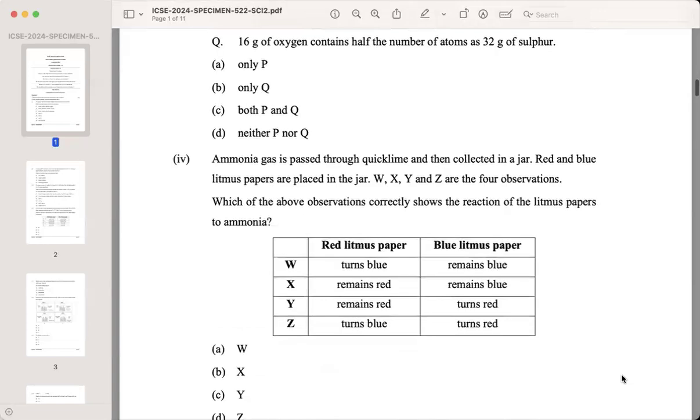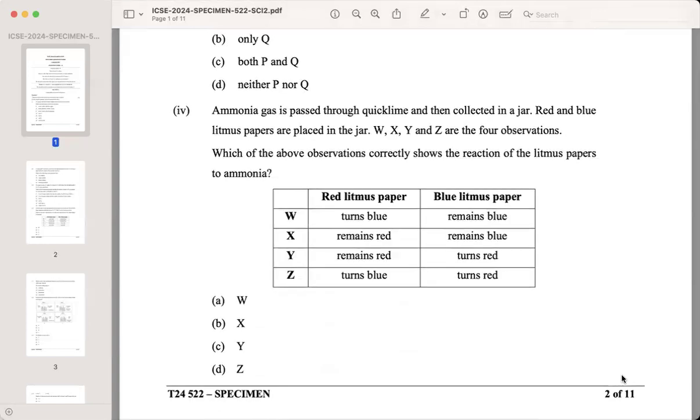Then comes the fourth part. Ammonia gas is passed through quicklime and then collected in a jar. Red and blue litmus papers are placed in the jar. W, X, Y, and Z are the 4 observations. Which of the following observations correctly shows the reaction of the litmus papers to ammonia? Now, for this, the answer is option B, that is X, where the red litmus paper remains red and the blue litmus paper remains blue.